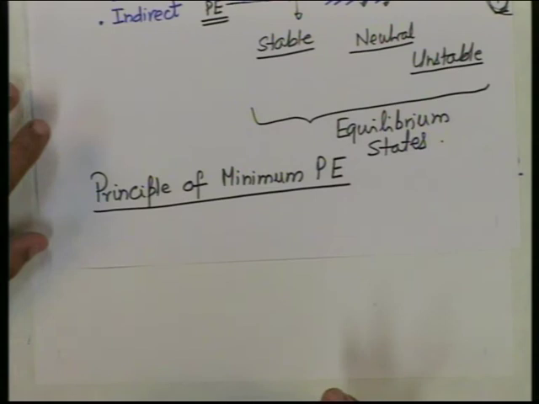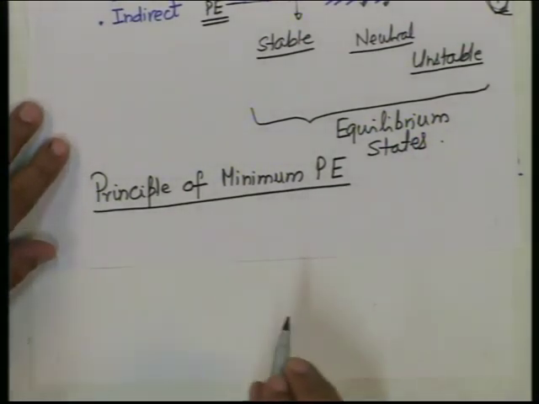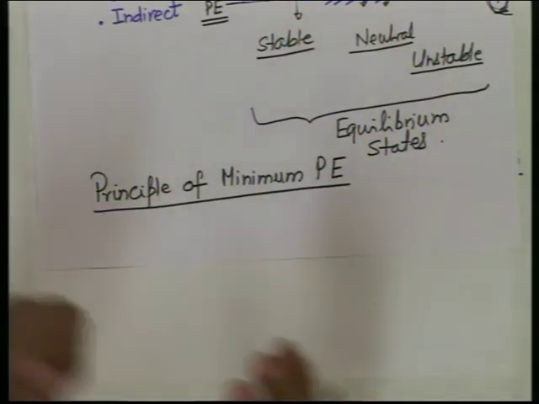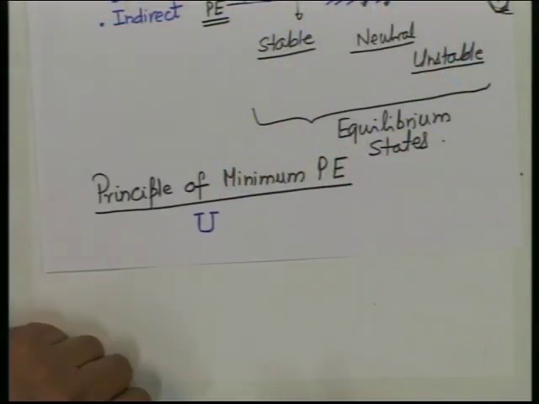And for a deformable body, potential energy minimum, see first of all, the total potential energy of a deformable body consists of two parts. One is strain energy, you know, energy of deformation. If you denote it by U, U is the strain energy, and then whatever forces act on the body, they do some work in deforming the body. So, that is called work done by external forces.